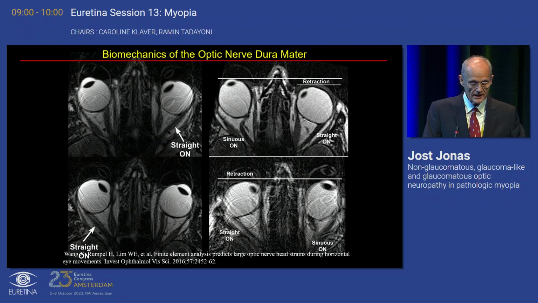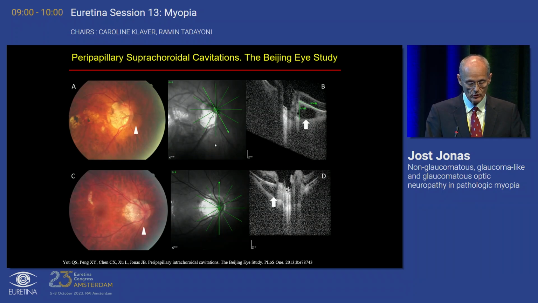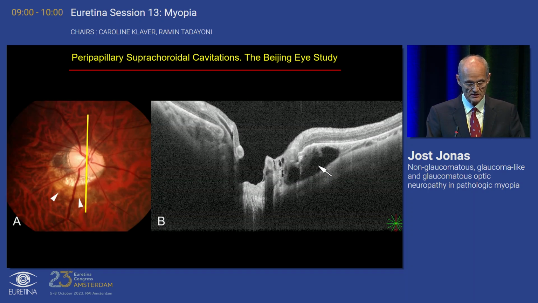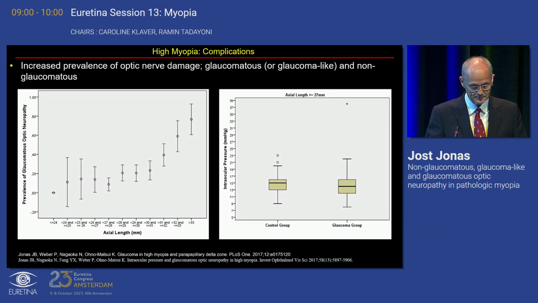Another factor is that extremely elongated eyes may face a situation that the optic nerve becomes too short to allow a marked adduction, leading to a backward pull of the optic nerve on the optic nerve head, leading to forces playing a role in the physiology of the optic nerve head, and perhaps also being the reason for the peripapillary suprachoroidal cavitations, as also shown in this example.